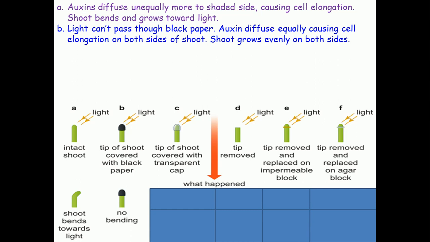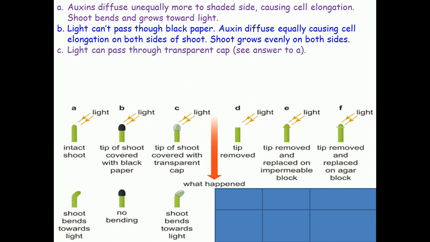In C, you have the tip of the shoot covered with a transparent cap. Now because it's transparent, the end result is that the shoot bends towards the light. This is because the light can pass through, and therefore the auxins diffuse unequally, more to the shaded side, causing those cells to elongate. That means the shoot bends and grows towards the light.